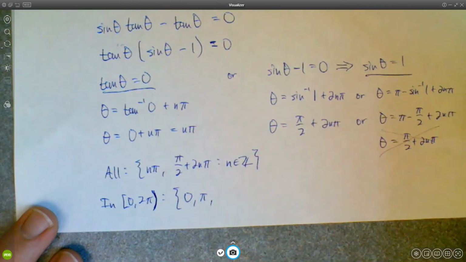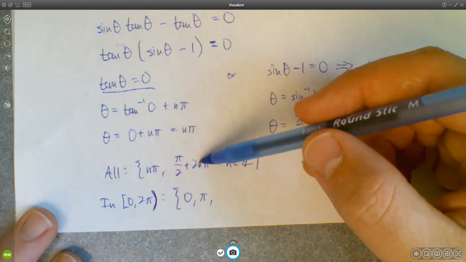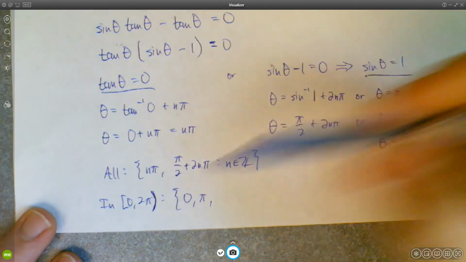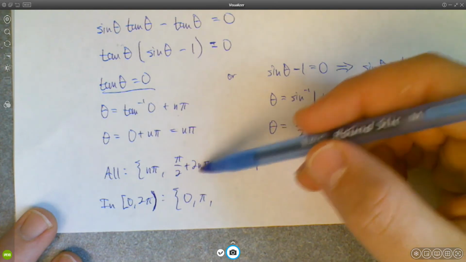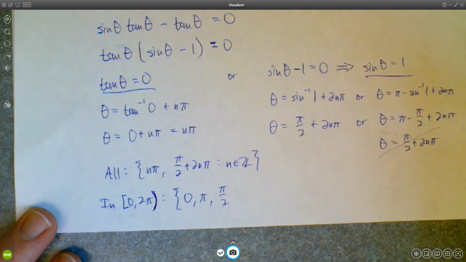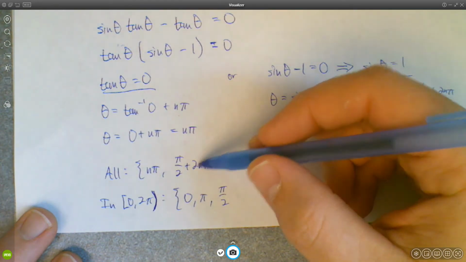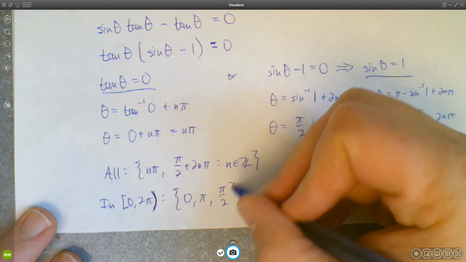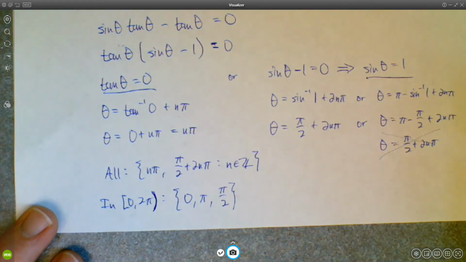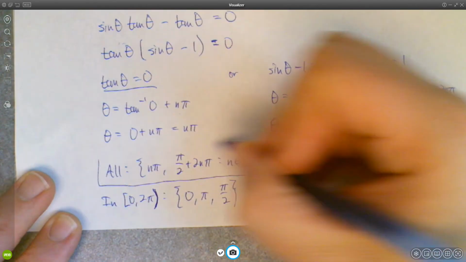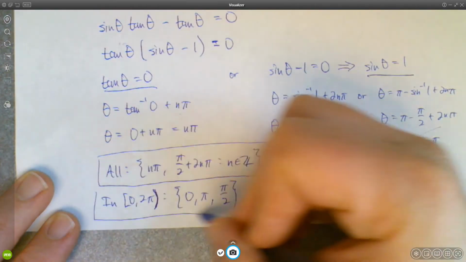From this set of solutions, if I plug in, say, -1, I'll have pi over 2 minus 2 pi. That's obviously less than 0. If I plug in 0 for n, I'm just going to get pi over 2. That's in the interval. Okay. If I plug in 1 for n, I'm going to have pi over 2 plus 2 pi. That's obviously bigger than 2 pi. So that's as large as that one's going to get. Right, so here are all of the solutions, and then here are the ones that live between 0 and 2 pi.